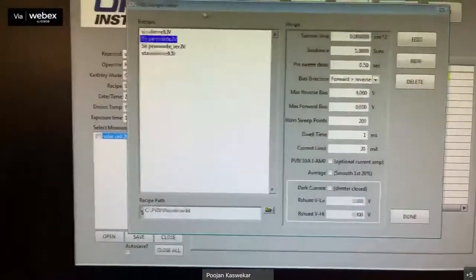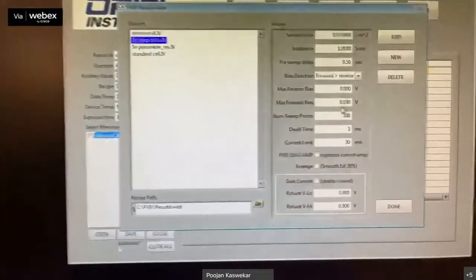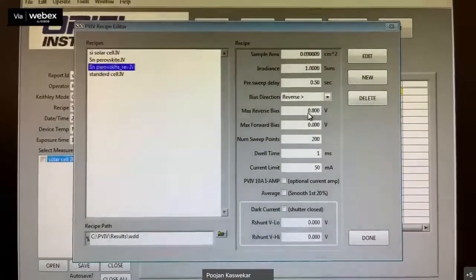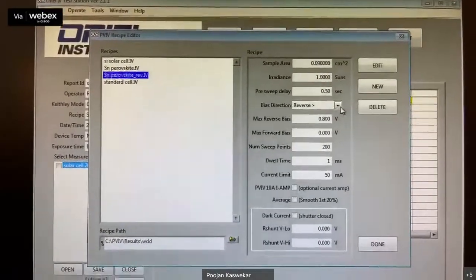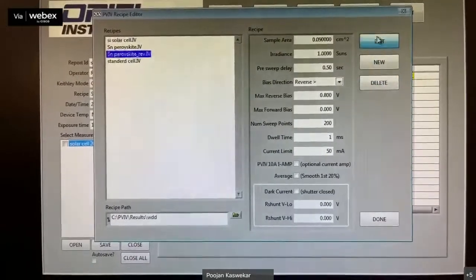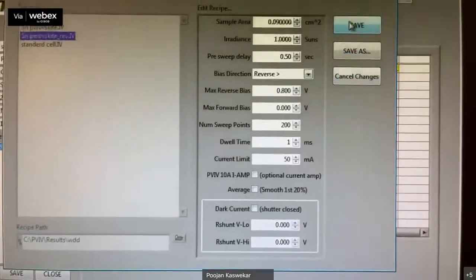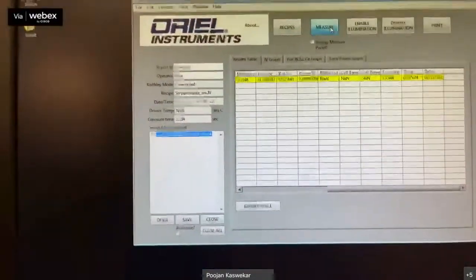So for reverse bias, we have one more recipe. If you remember, this is 0 to 0.8 volts, and for reverse bias, we'll just reverse this one, 0.8 to 0 volts. The bias direction is from reverse to forward. If you go to edit, you can choose forward to reverse or reverse to forward. Save, turn, and measure.